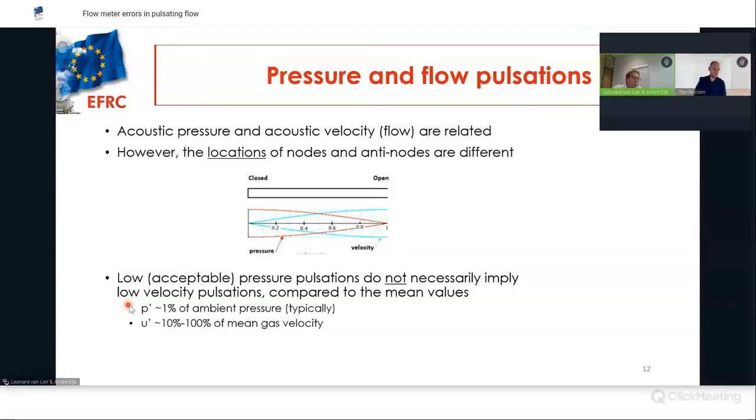For example, a pressure amplitude of 1%, which is a typical value in pipe systems, typically the target is around 1% of the ambient pressure, the static process pressure, I mean here. The velocity fluctuation can be much larger compared to the mean gas velocity. That can be easily 10% or even 100% or even larger, depending on the mean gas velocity. So beware that even if you have acceptable pressure pulsations, the flow pulsations, especially the relative flow pulsations, can still be large.